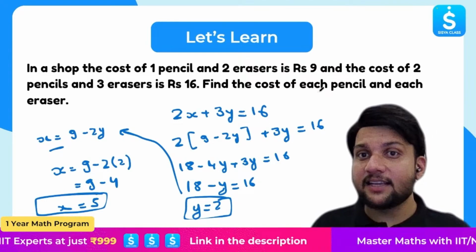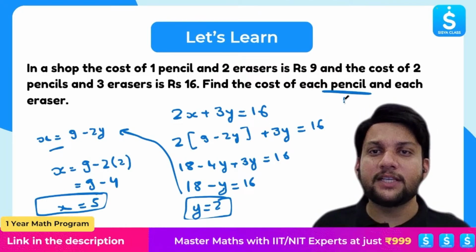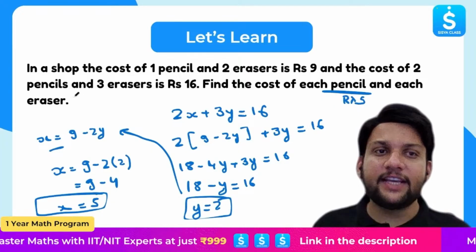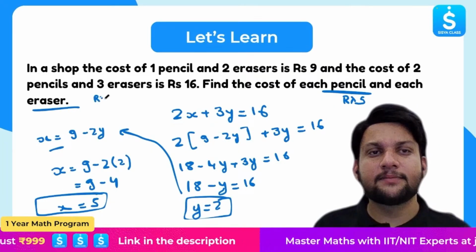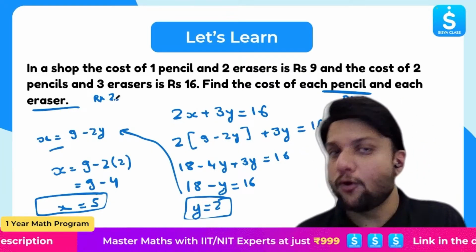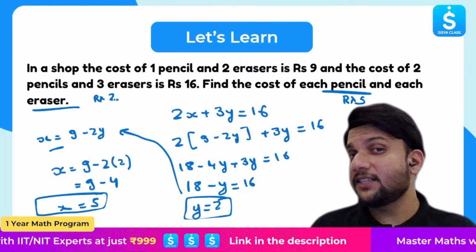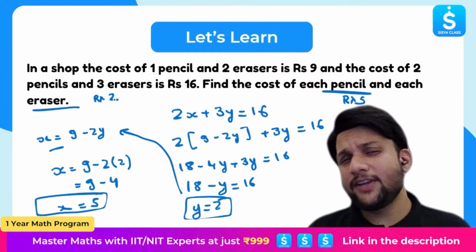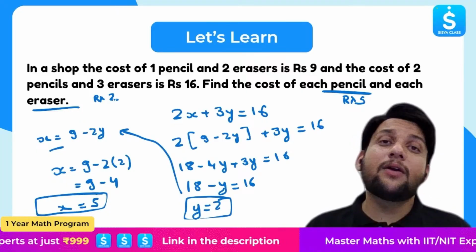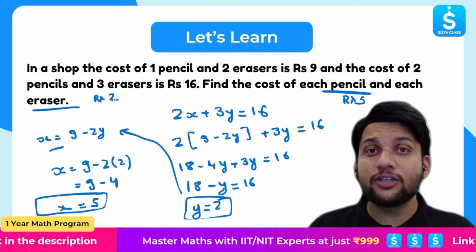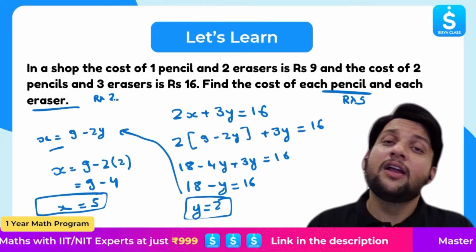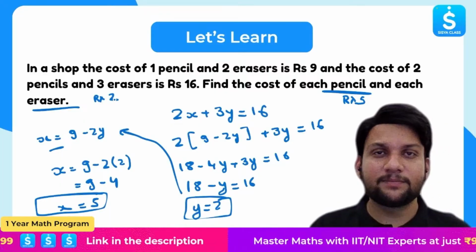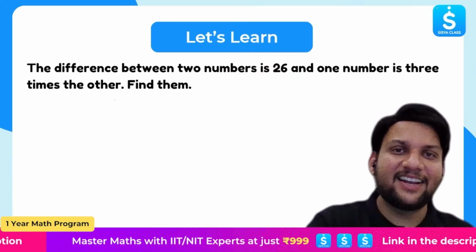That means the cost of each pencil is rupees 5, whereas cost of each eraser is rupees 2. I hope it is clear. See, it is much faster than a graphical method, right? Yes, but in the examination, we cannot ignore graphical method also, right? Because in examination, there can be a question that you have to solve this pair of linear equations using graphical method only. Then what we will do? You're getting my point, right? All right, let's move forward.